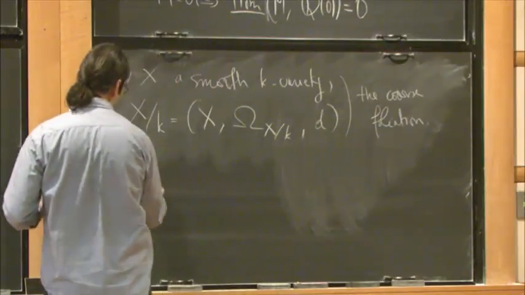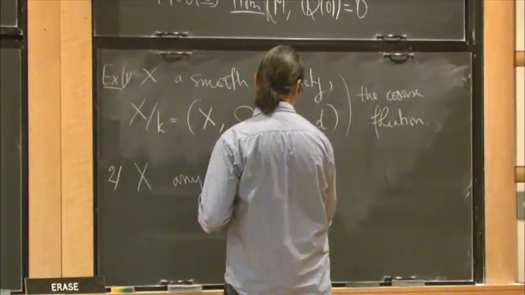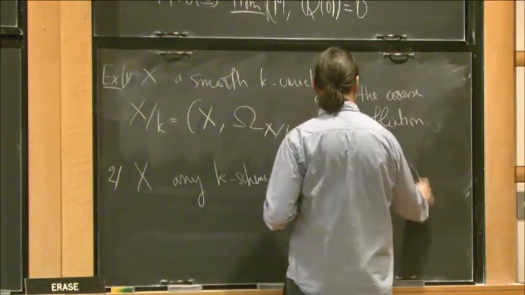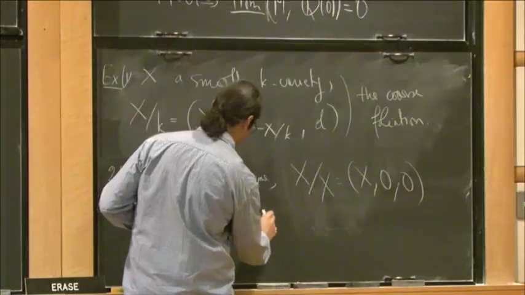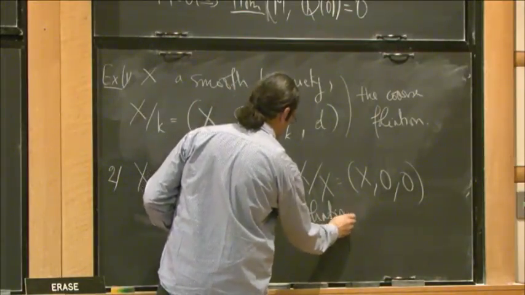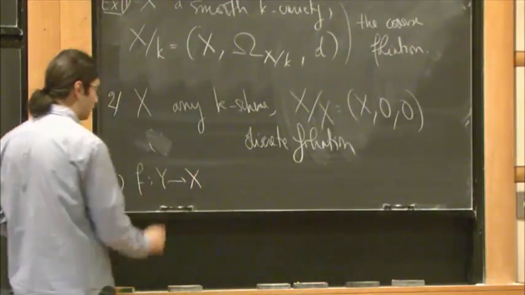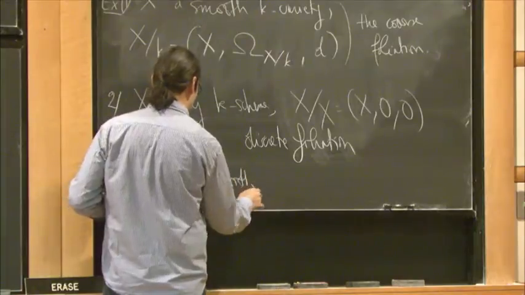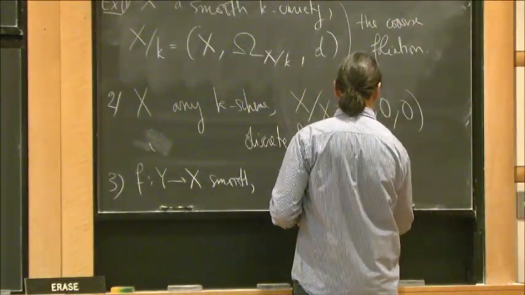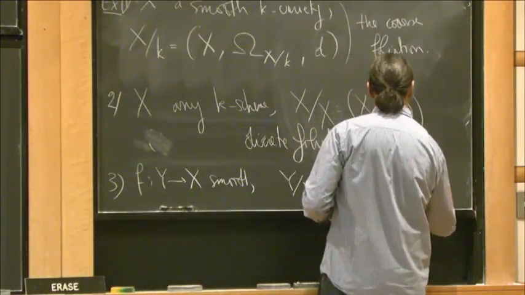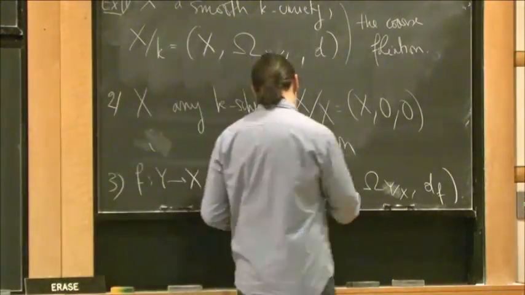The second example is if you take X any K-scheme, then you can consider X over X, which is given by the triple X, 0 and 0, and this would be called the discrete foliation. And you can combine these two examples as follows. You take a morphism from Y to X, which is smooth. Then you have the foliation Y over X, which is given by Y and omega Y over X. And so this is somehow why I like to denote the foliation by X over F, because I like to think about them as generalization of this kind of objects.